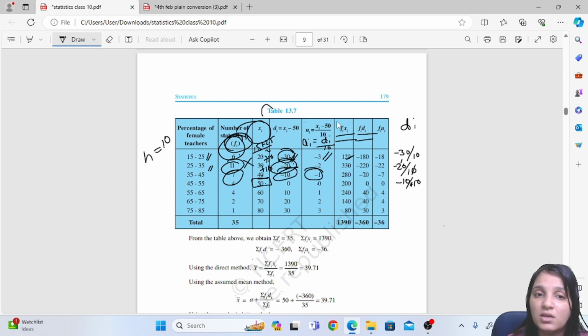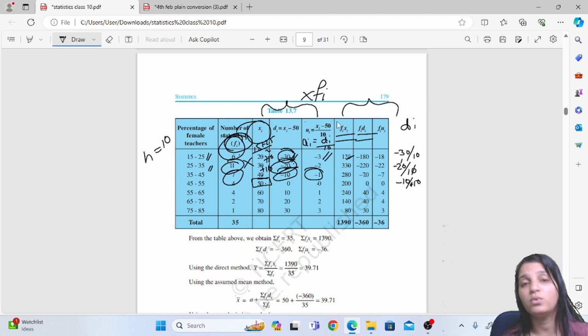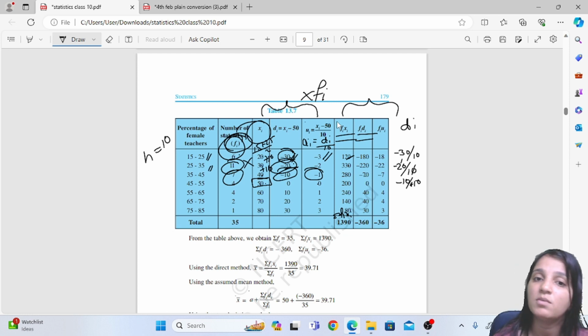So these three columns you have to multiply with fi, and then you will get these three columns. And then accordingly you will have to find the summations. You will have to add all of them. So summation fi xi is 1390. Summation fi di is minus 360 and summation fi ui is minus 36.